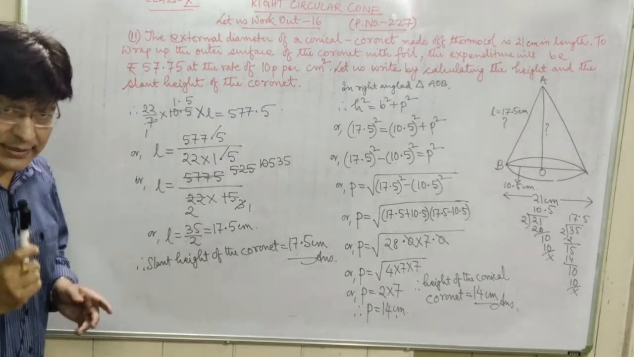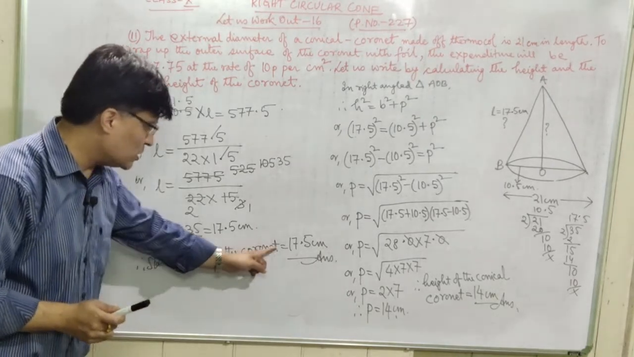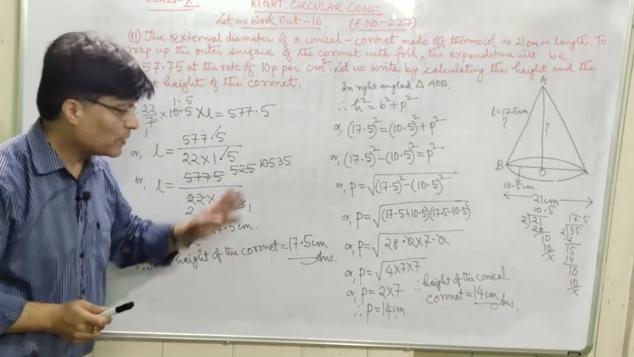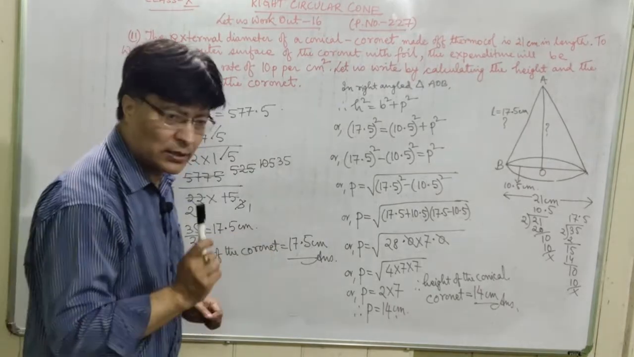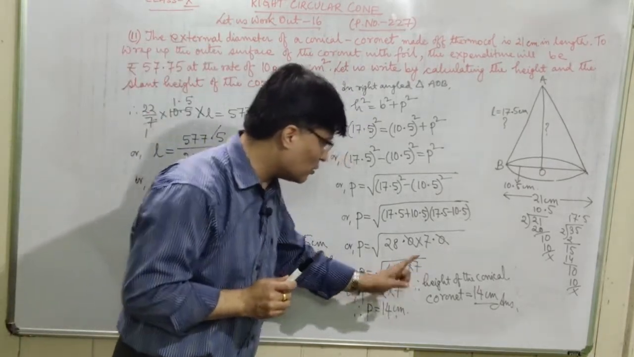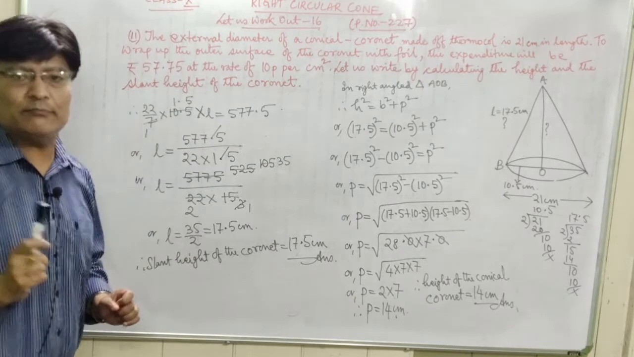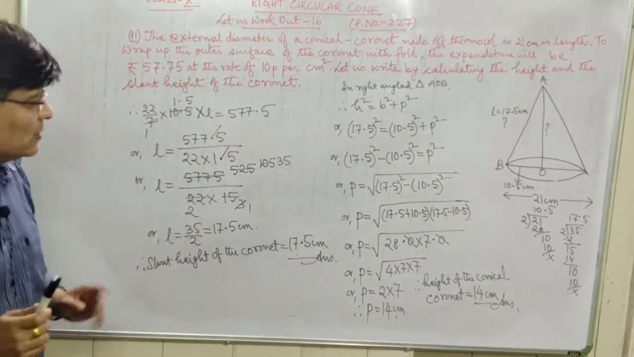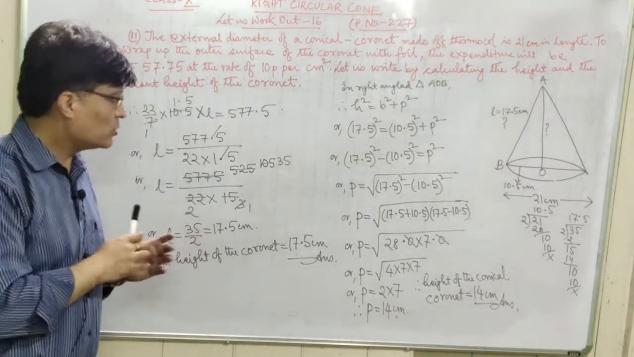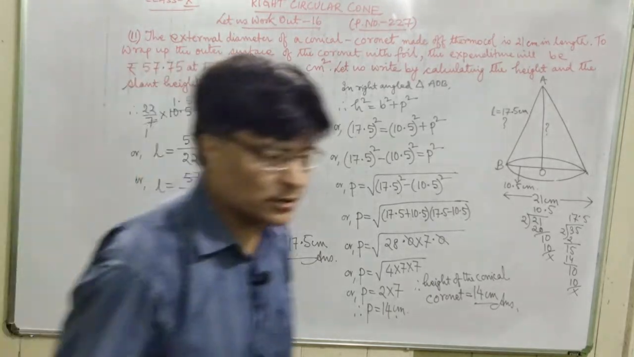So we have calculated the slant height of the coronet, which is equal to 17.5 centimeter, and just now we have got the answer for height of the conical coronet, which is equal to 14 centimeter. That is the final answer. So I think you have understood it. So you can copy it. Now we'll do the next question.